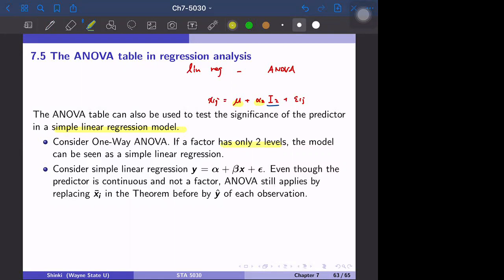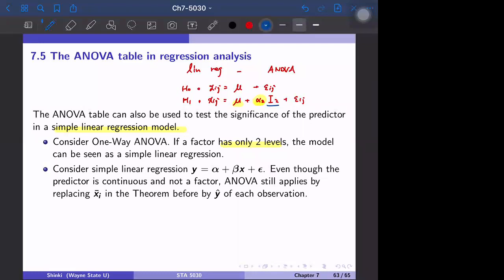So we have exactly the linear model, the simple linear model. So testing alpha 2 equal to 0 is the same as testing the baseline model, x_ij is equal to mu plus epsilon_ij, against this model. In this way, we can see whether or not the factor is significant.